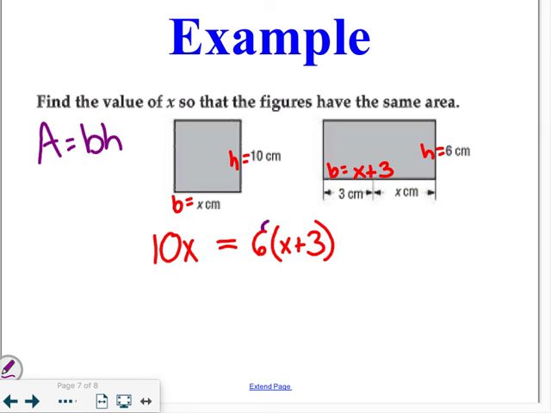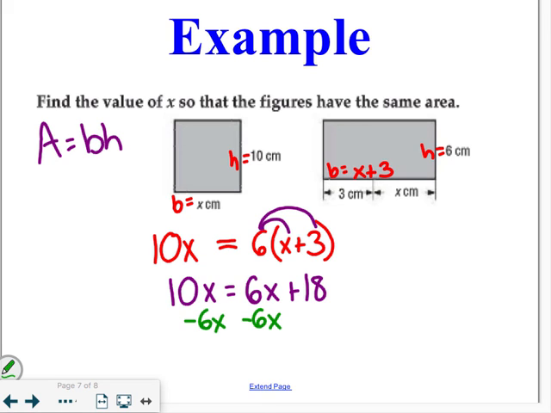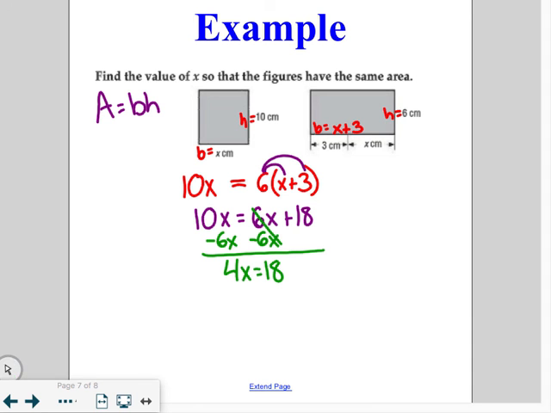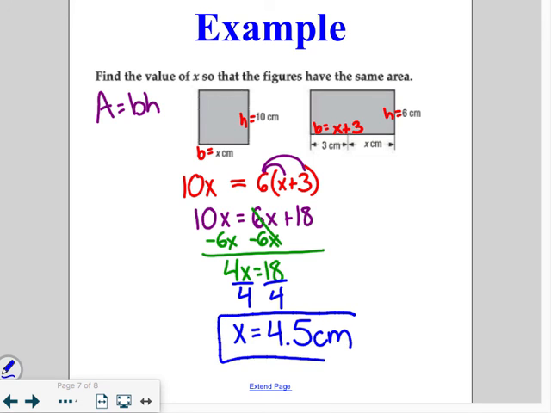Next thing we have to do, since we have grouping symbols, is the distributive property. So I end up with 10x is equal to 6x plus 18. Combining our variables, we have to subtract 6x from both sides, which gives me 4x is equal to 18. Continuing to solve, we need to divide both sides by 4, and we end up with a value of x is equal to 4.5 centimeters. Paying attention that you have labeled the answer on the word problem.